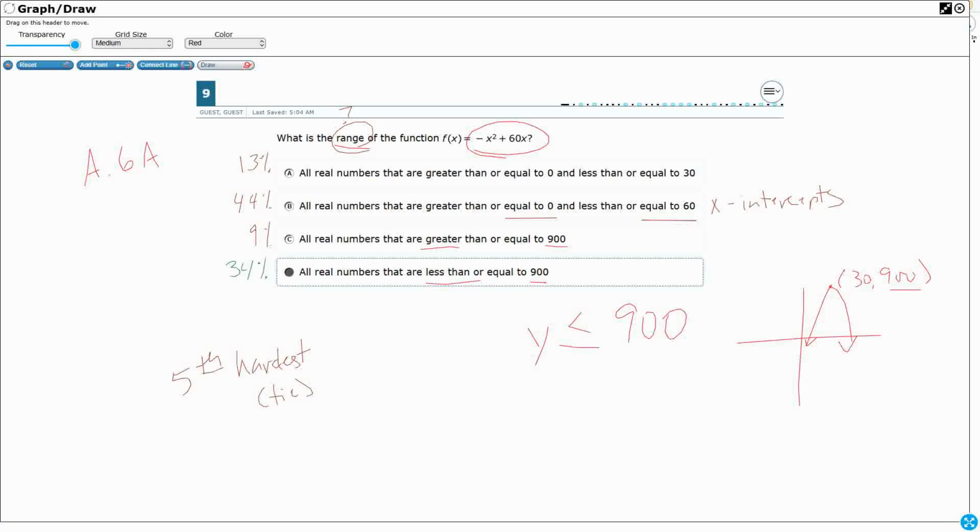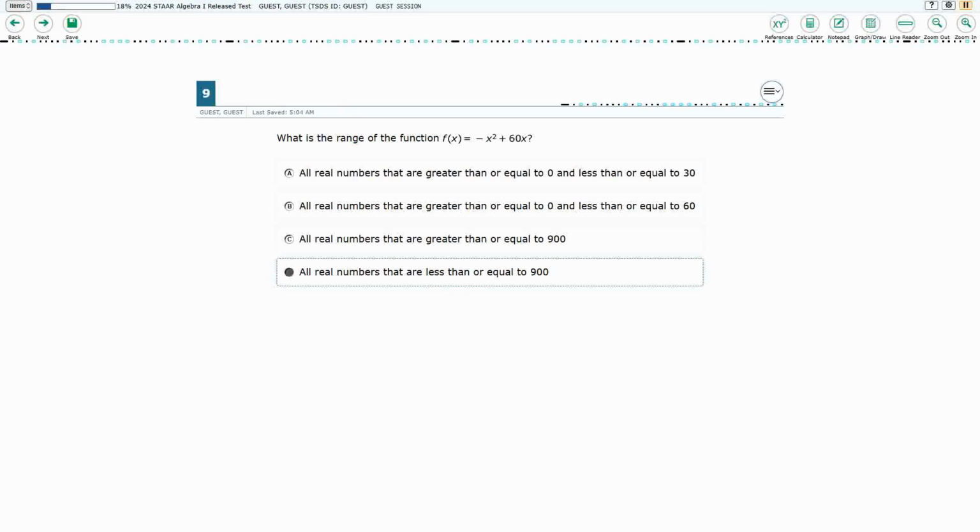And when we're looking at range, we should always either see a minimum or a maximum, right? That's a whole other standard about the attributes of a graph. So the fact that we only had 34% of our students identify that is a little bit concerning. This is a problem we'll need to come back to as educators.